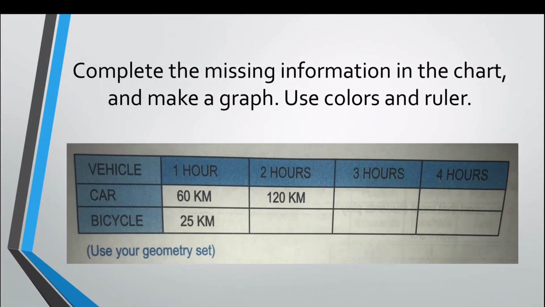Okay, now let's move to the last exercise. Complete the missing information in the chart and make a graph. Use colors and ruler. For the last exercises, we analyzed the graphs and answered questions. This time, you are going to construct your own graph with this information. Remember to use ruler and your geometry set, and colors to make it look pretty.